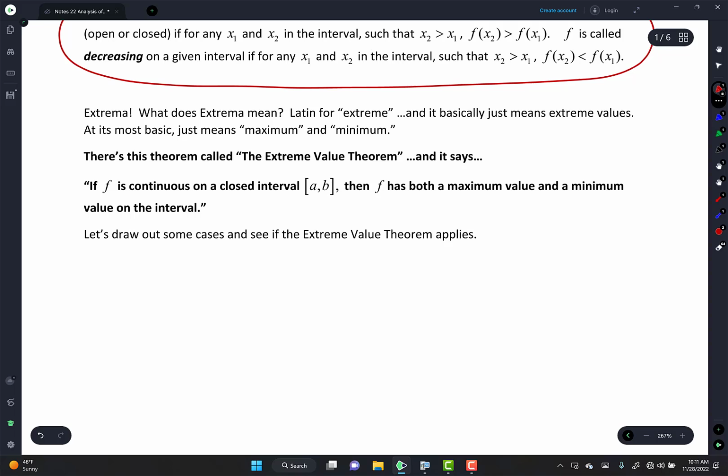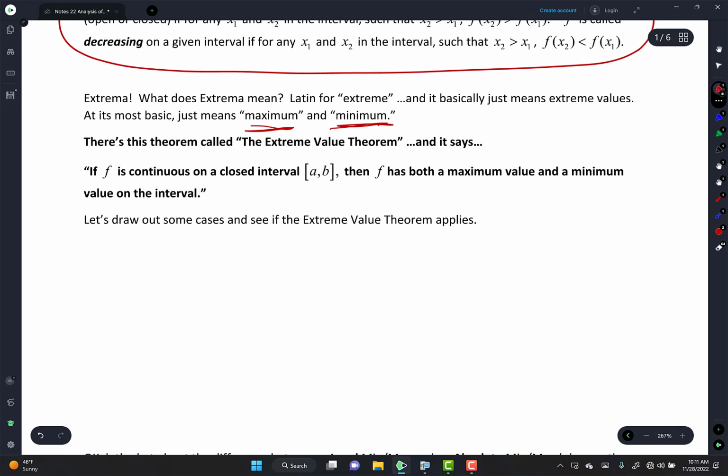Extrema means extreme. And all that basically means is that we're looking for extreme values. So we're either looking for maximums or minimums. Yay or nay? Okay.